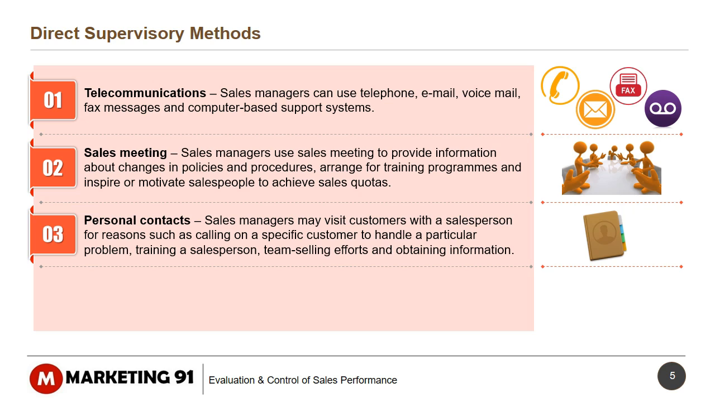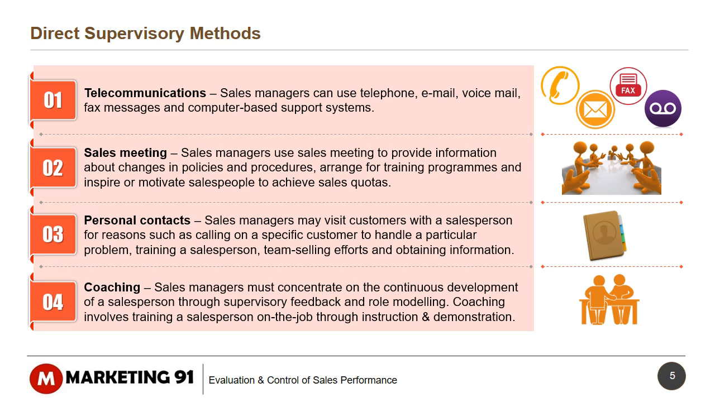Personal contacts. Sales managers may visit customers with a salesperson for reasons such as calling on a specific customer to handle a particular problem, training a salesperson, team selling efforts, and obtaining market information. And lastly, coaching. Sales managers must concentrate on the continuous development of a salesperson through supervisory feedback and role modeling. Coaching involves intensively training a salesperson on the job through instruction, demonstration, and practice.